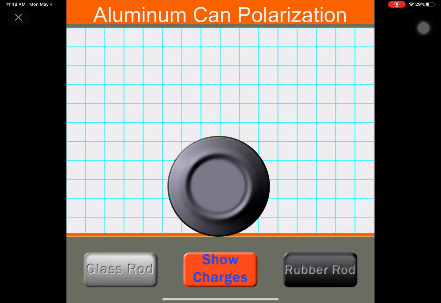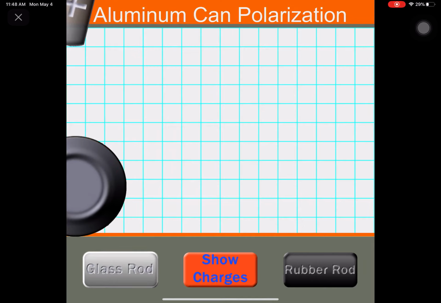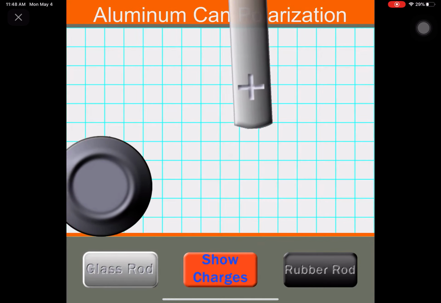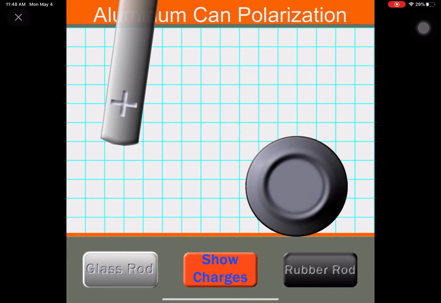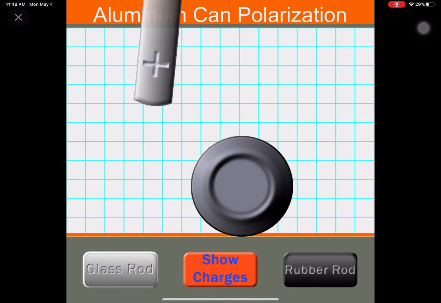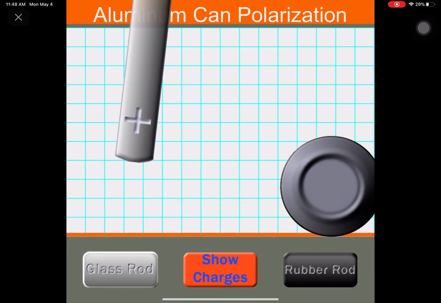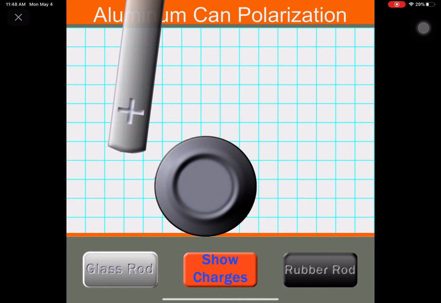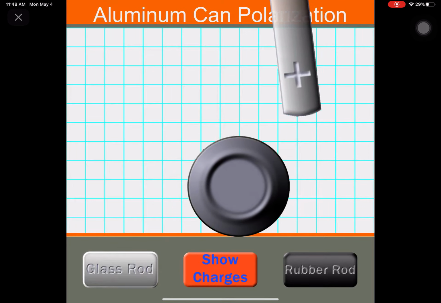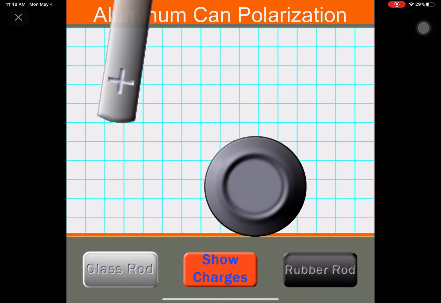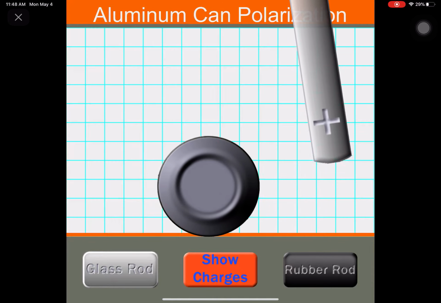Okay, guys, before we move on, I actually found this other simulation that I really like as well. You can select a glass rod, which is positively charged, or you can grab a rubber rod, which is negatively charged. But notice what happens when I bring this positive rod near the plate. It's attracted to it.